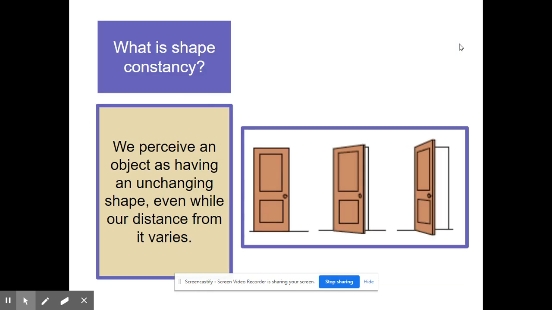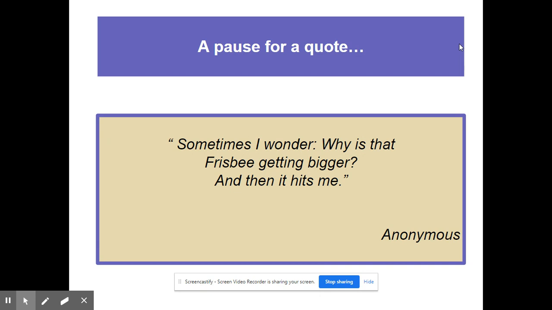Then we have shape constancy. We see an object as having unchanging shape even while our distance from it varies. And then we also have size constancy. Sometimes I wonder, why is that frisbee getting bigger? And then it hits me.